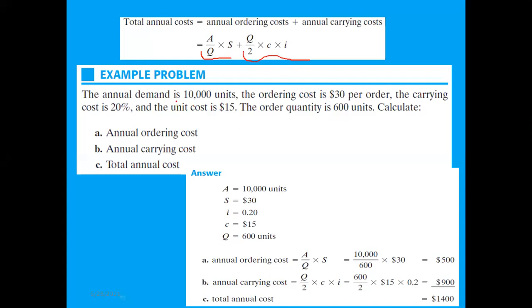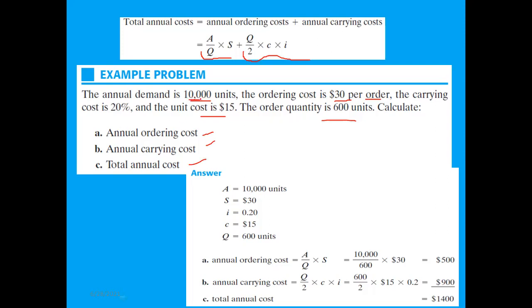The annual demand is 10,000 units. The ordering cost is $30 per order. The carrying cost is 20% and the unit cost is $15. The ordering quantity is 600 units. Calculate the annual ordering cost, annual carrying cost, and total annual cost. So what is the given data?